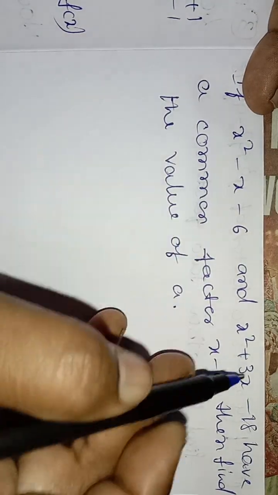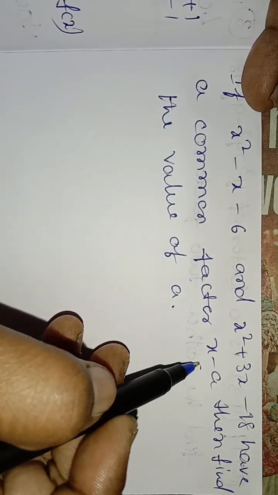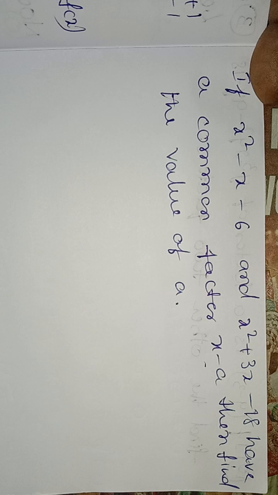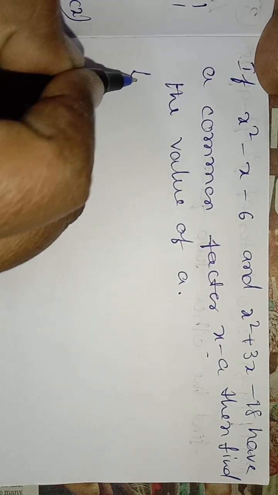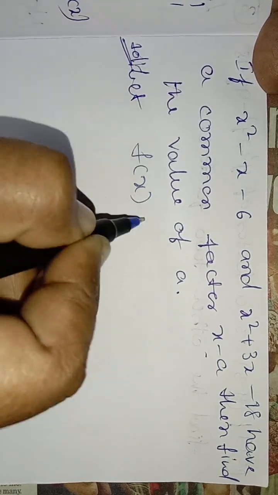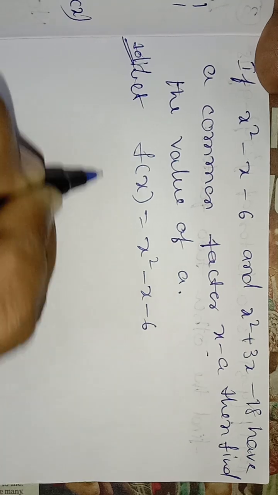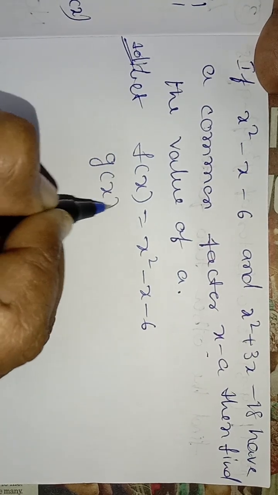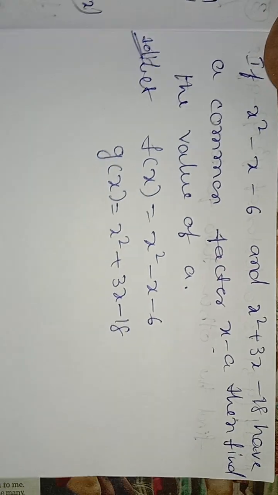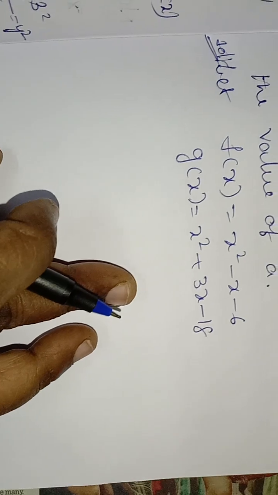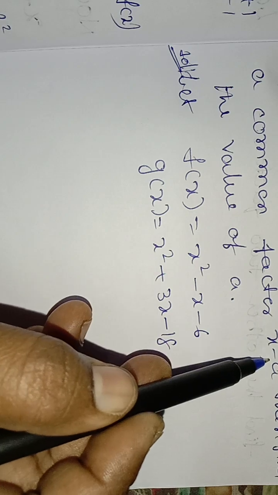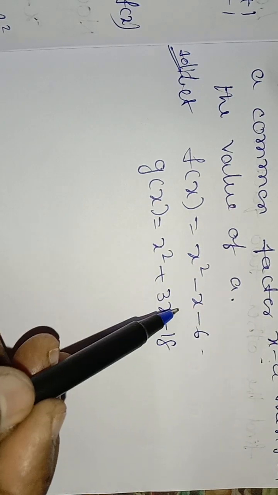So for these two equations, x minus a is the common factor, right? So we have to find the value of a. Solution: let f of x equals x square minus x minus 6. Next I am taking the second equation as g of x equals x square plus 3x minus 18, right? If you substitute the values, you will get that equal to 0, right? If I substitute x equals a, this will become 0, right?